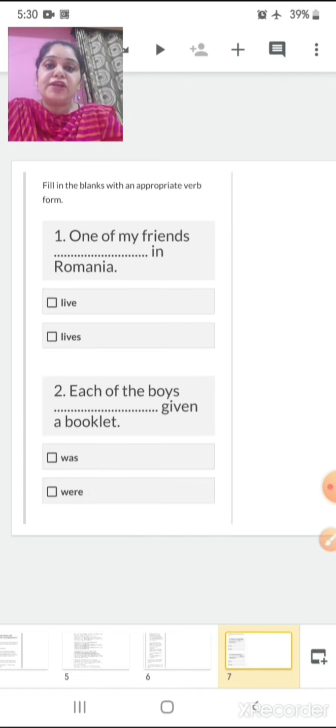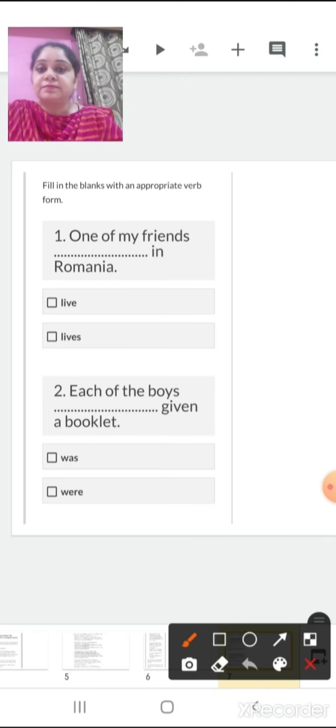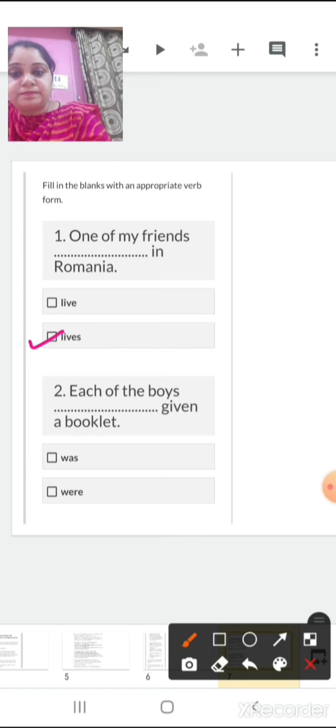One of my friends dash in Romania, whether it will be live or lives. Yes, children, what will be the answer? Lives. Each of the boys dash given a booklet. Was or were? Tell, children, tell. Each of the boys, was or were? What will be this?